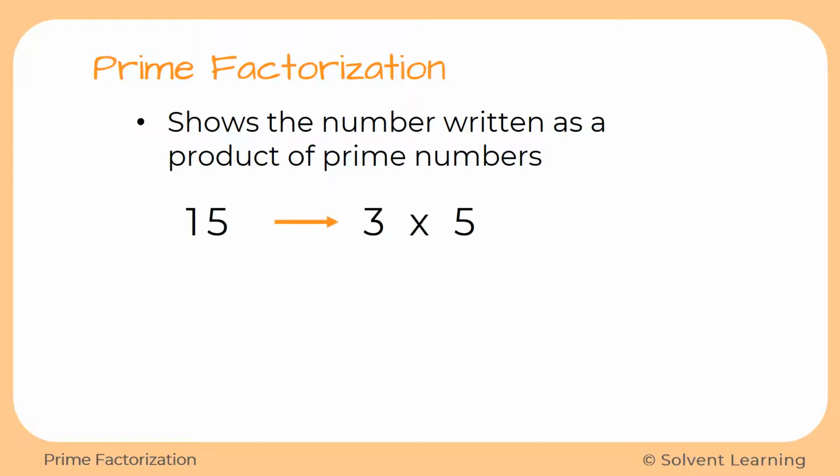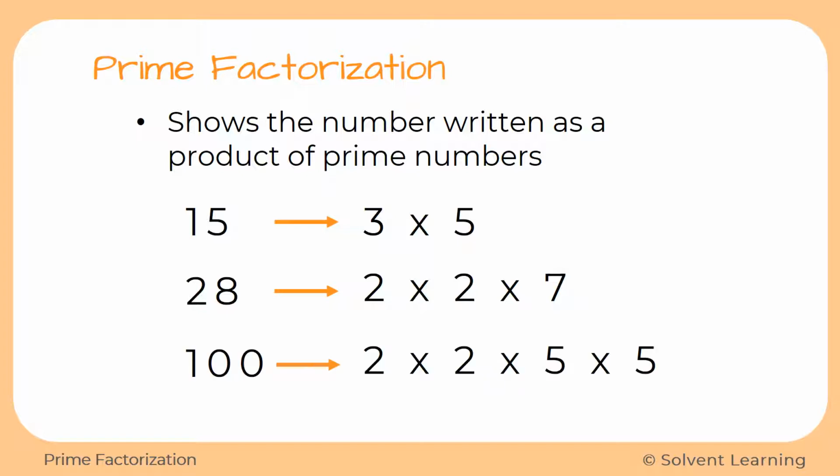Okay, let's take a look at this example. The number 15 can be written as 3 times 5. Both of those numbers are prime, so it's in its prime factorization form. The number 28 can be written as 2 times 2 times 7. If we multiply all of those numbers together, they will equal 28, and they're also all prime. Even the number 100 can be written in its prime factorization form. 2 times 2 times 5 times 5 will equal 100, and all of those numbers are prime.